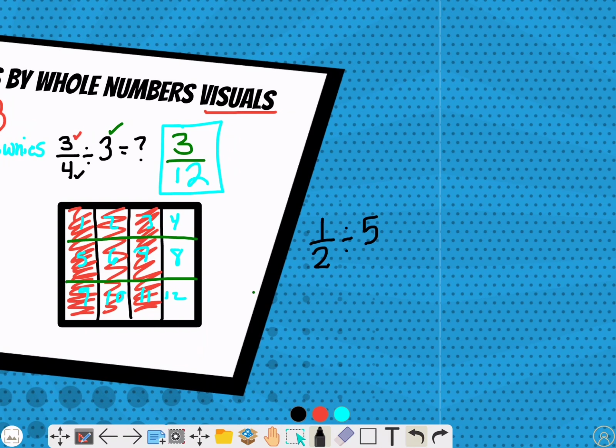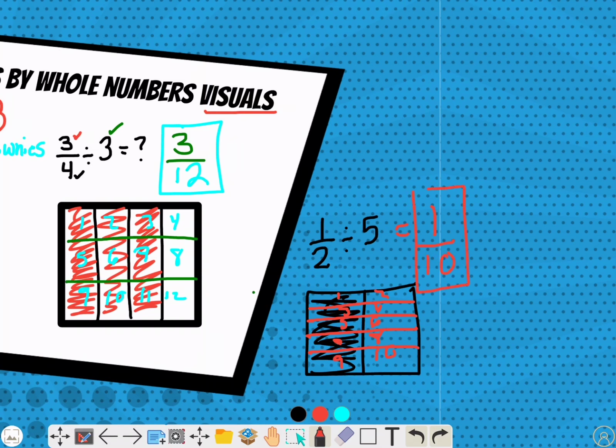Now that you're back, I'm guessing that you did it. I'm going to do this real fast. We have 1/2 of a pan of brownies. I'm going to shade in 1. I'm breaking it up amongst 5 friends: 1, 2, 3, 4, 5. It looks like each person gets 1 brownie in their little group. And there are 1, 2, 3, 4, 5, 6, 7, 8, 9, 10 broken up pieces in all. So each person gets 1/10 of the whole brownie pan.